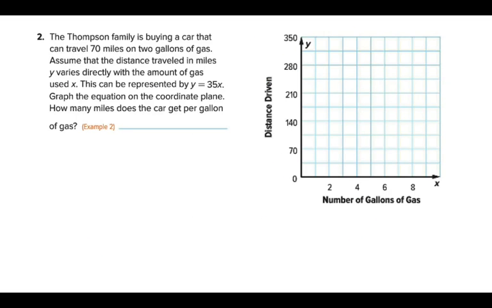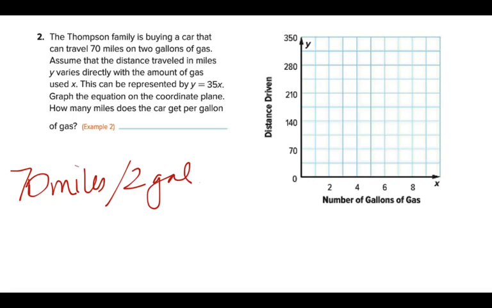Number 2, the Thompson family is buying a car that can travel 70 miles on 2 gallons of gas. Assume that the distance traveled in miles, y, varies directly with the amount of gas used, x. So miles is y, gas is x. When it says varies directly, that means that there's a pattern that you can trust and follow. Okay, so this can be represented by y equals 35x. So this is our equation. Y equals 35x. Graph the equation on the coordinate plane.